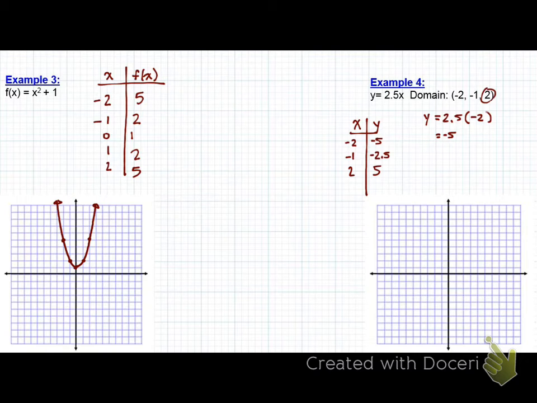Now I could pick more numbers, but the domain here tells me that I only want to pick these. So we're kind of constricted on what our inputs are. So we're going to go and graph this. So take a moment and pause and graph this.